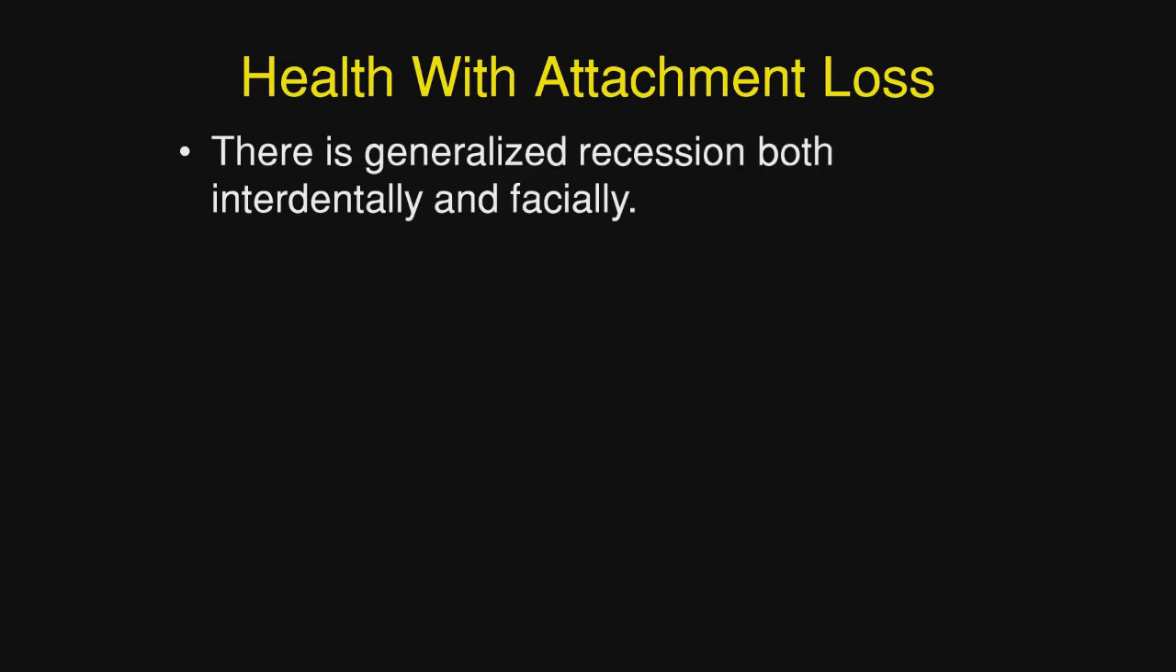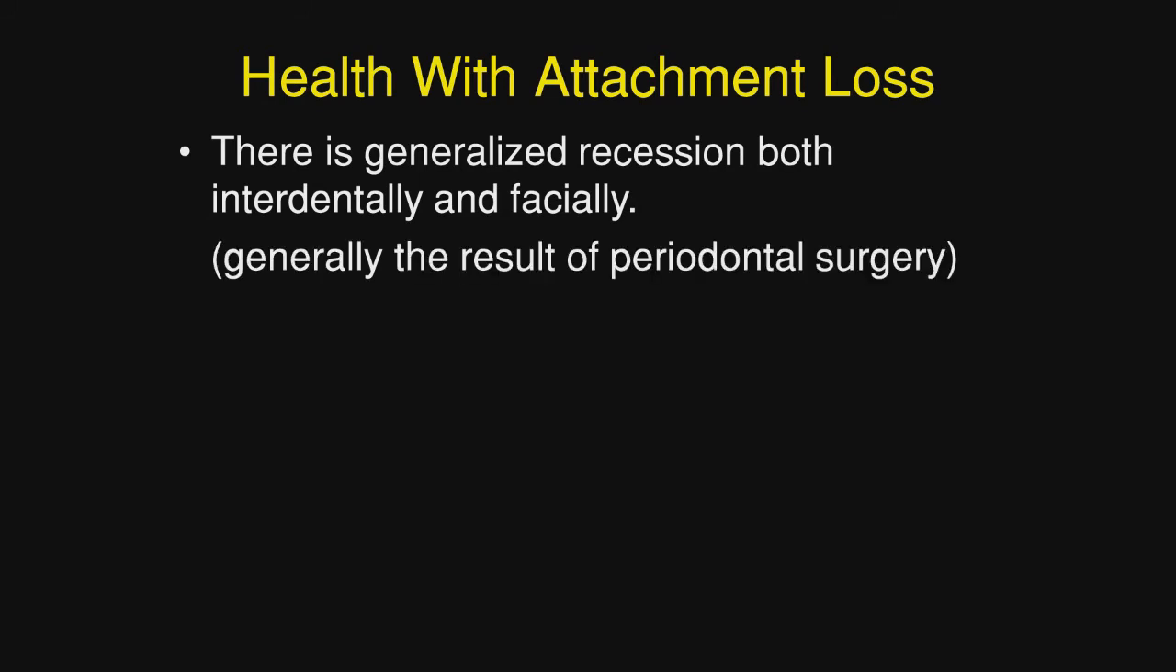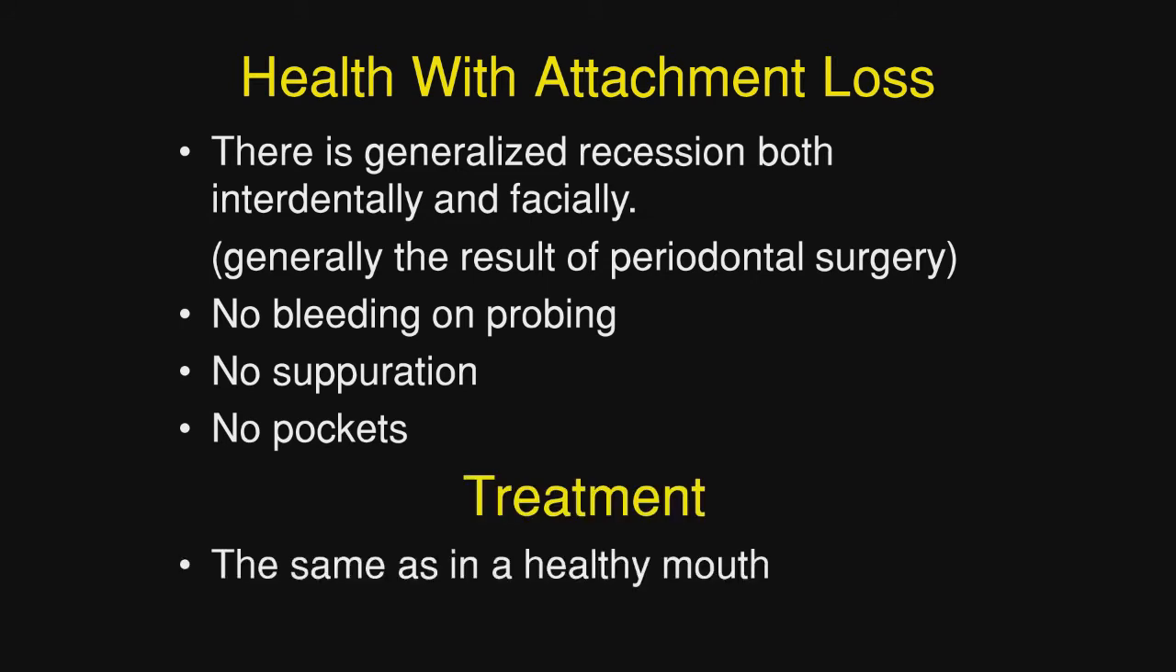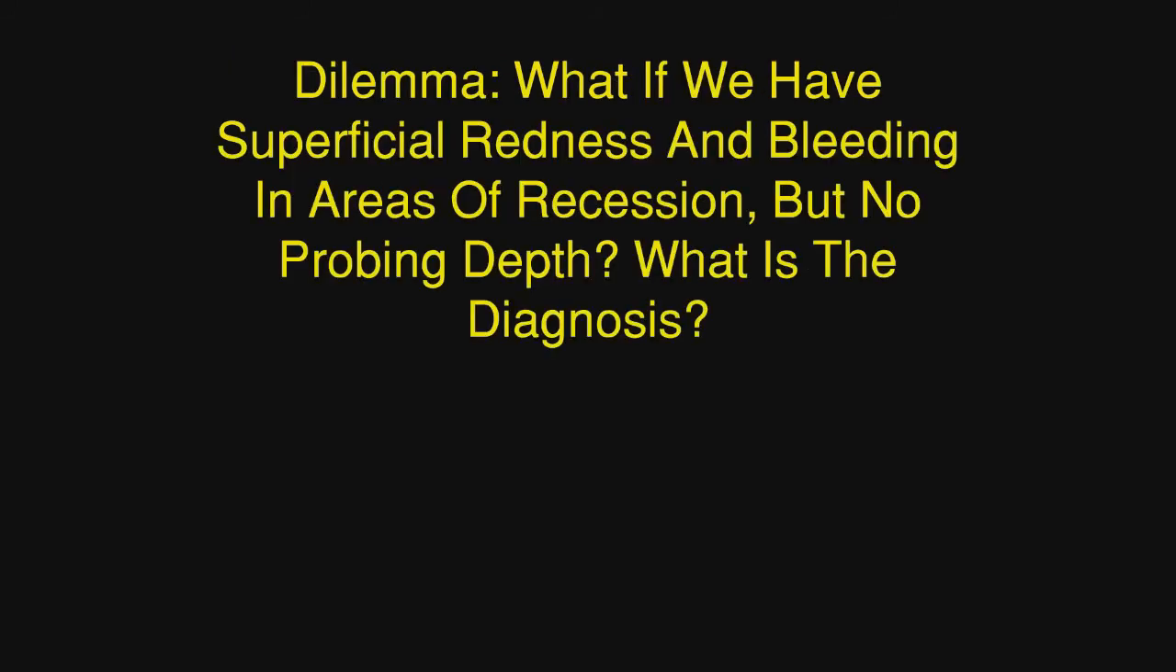Much discussion went on with various faculty members in dealing with health with attachment loss. This is a patient that has generalized recession interdentally as well as facially, and generally this is a result of periodontal surgery. There's no bleeding on probing, there's no suppuration, and there are no pockets. So the treatment on this is the same as a healthy mouth, and basically even though there's attachment loss, we're going to just do a prophy on this particular patient.